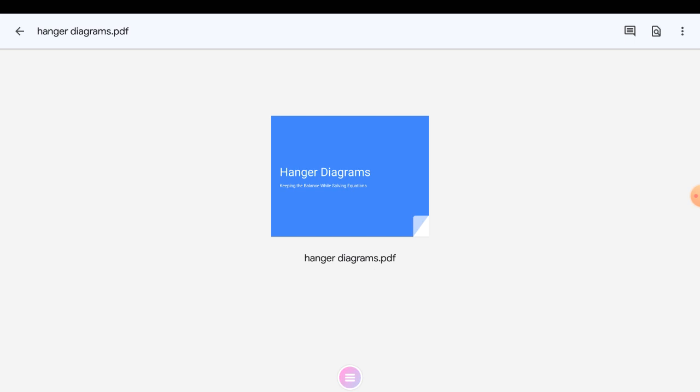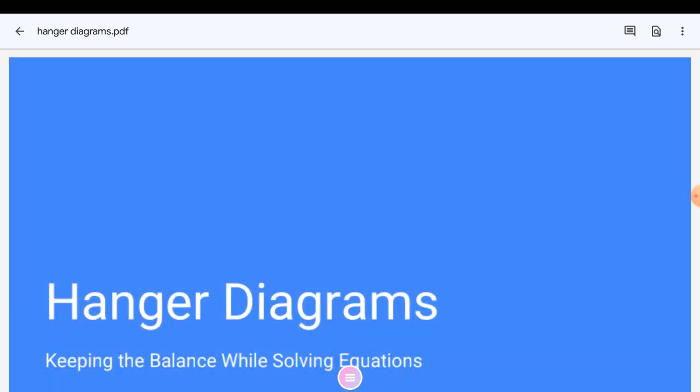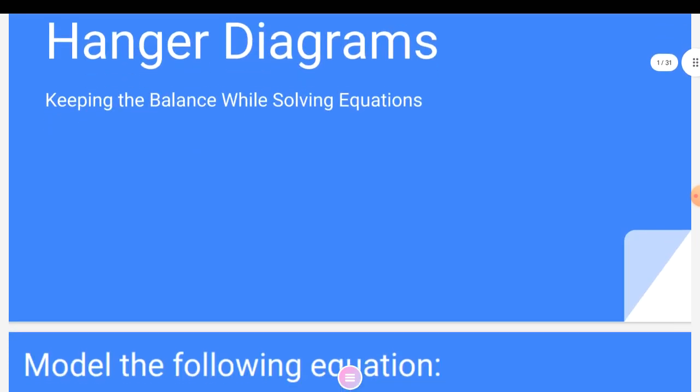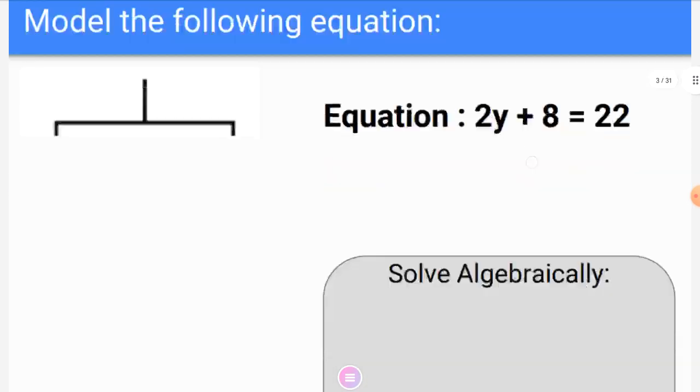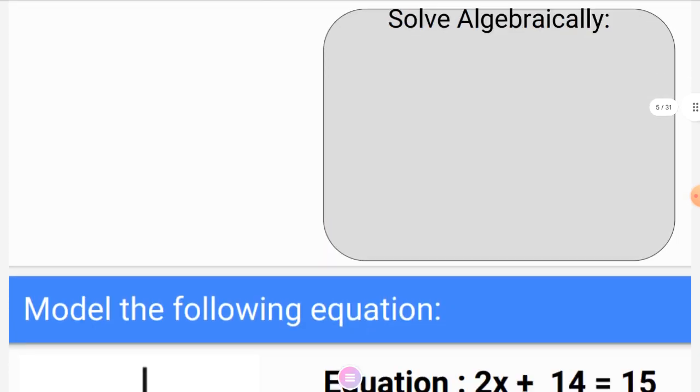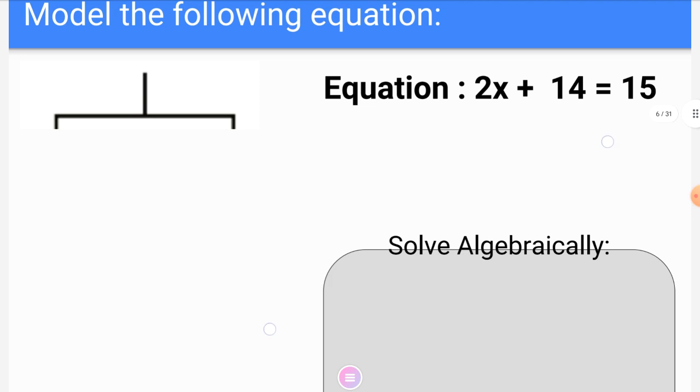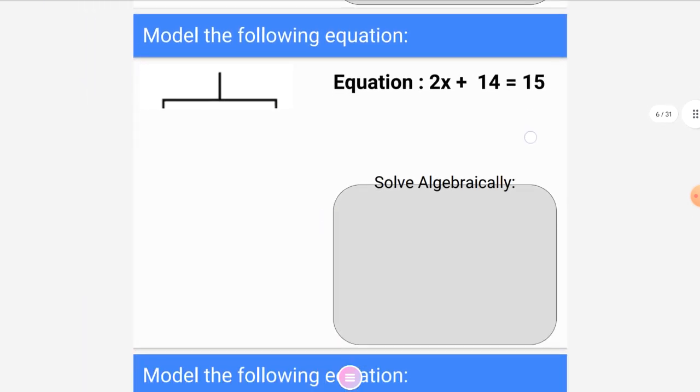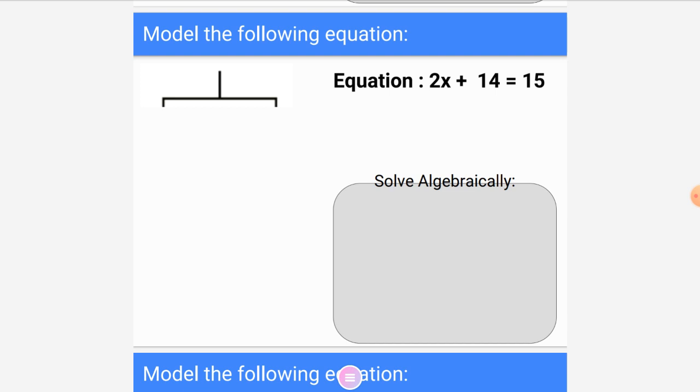Okay. Look on the side where the first problem is 2x plus 14. Give me just a second to get it pulled up. Okay. So it was actually a slideshow where I printed 4 slides to a page. It says model the following equation. 2x plus 14 equals 15. How can I model that on a hanger diagram? Tatum, how can I model 2x plus 14 equals 15 on a hanger diagram?